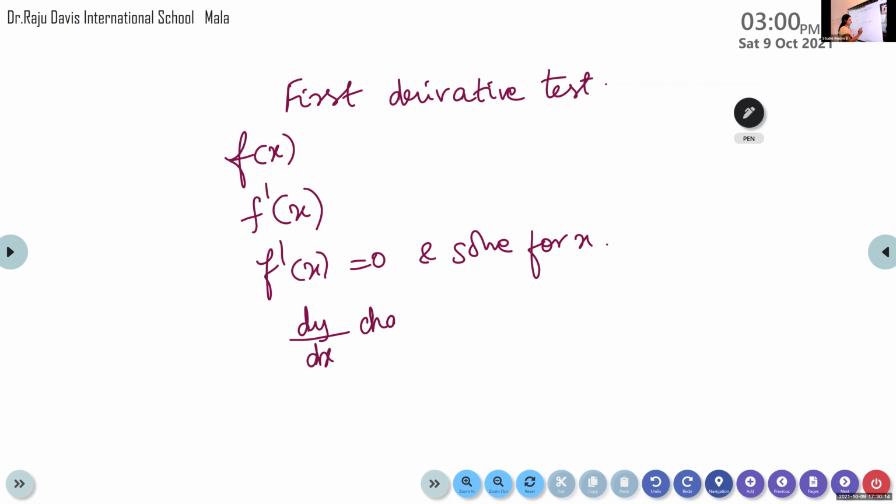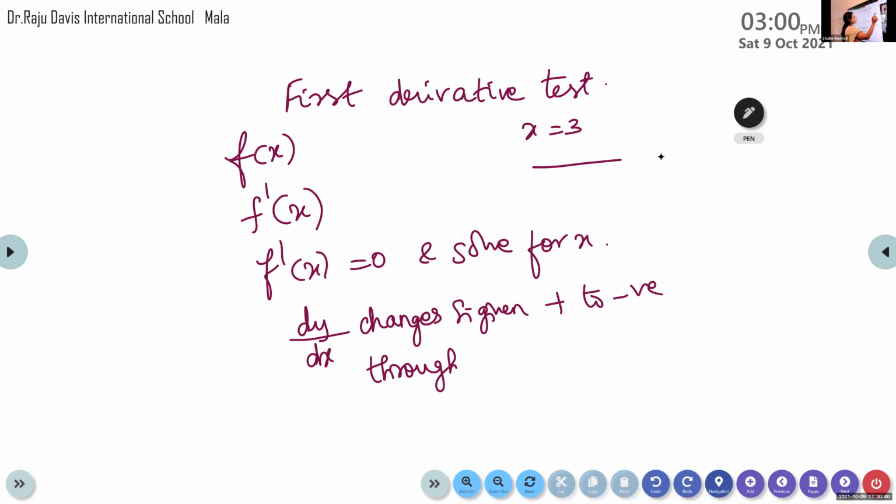If dy by dx changes its sign from positive to negative through that value x. For example, when we solve this, suppose we get x as 3. So what will you do? You will take values very close to 3, on either side. You take 2.9 and 3.1.